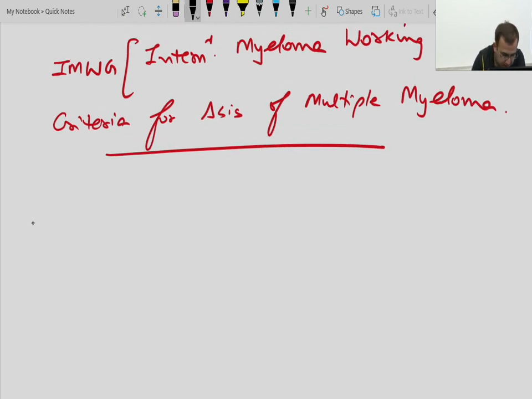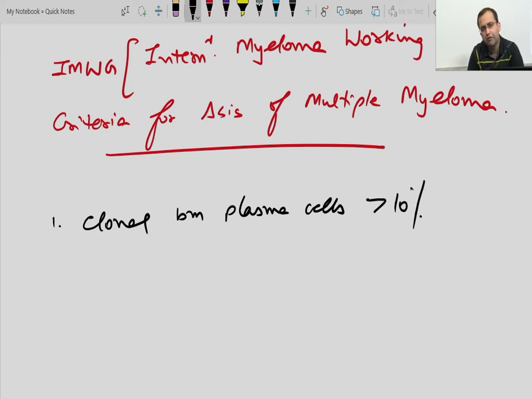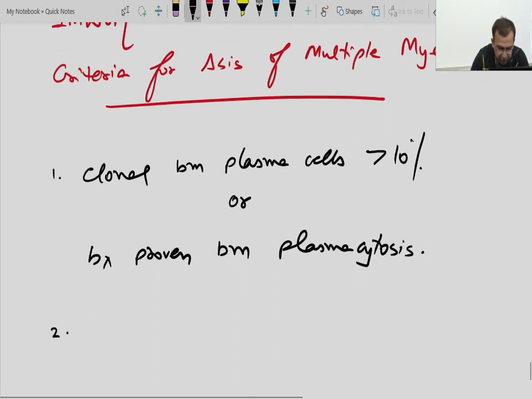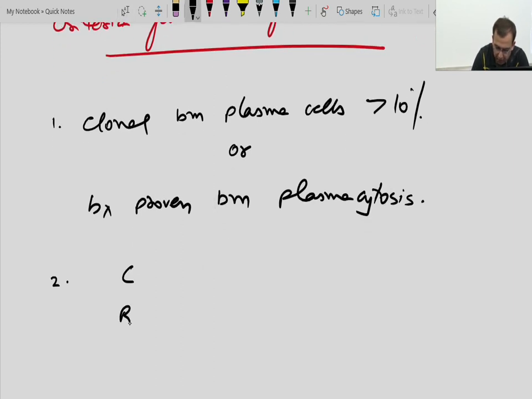What this says is, it is a clonal bone marrow plasma cells more than 10%. Of course, they have to be clonal. It's not a reactive increase. It is a neoplastic increase. Clonal more than 10%, or biopsy proven bone marrow plasmacytosis. First point. The next point is CRAB features.